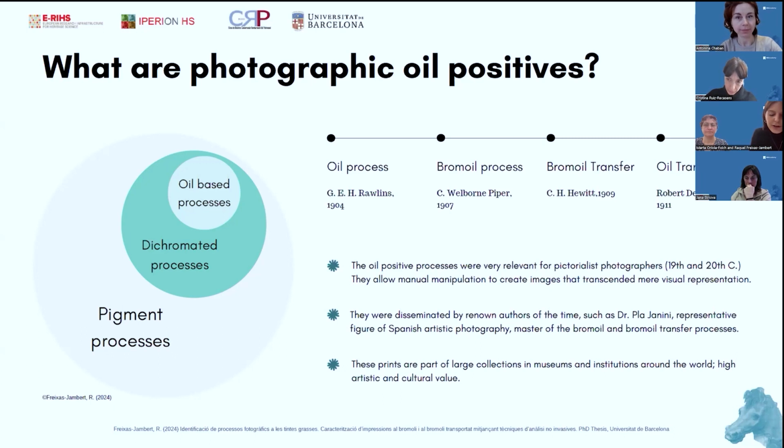Considered one of the most representative figures of Spanish artistic photography, Joaquim Plagianini was a master of bromoil and bromoil transfer processes, techniques that allowed for a unique blend of textures, depth, and artistic expression. Today, prints produced through these processes are part of large collections at museums and institutions around the world, attesting to their high artistic and cultural value.